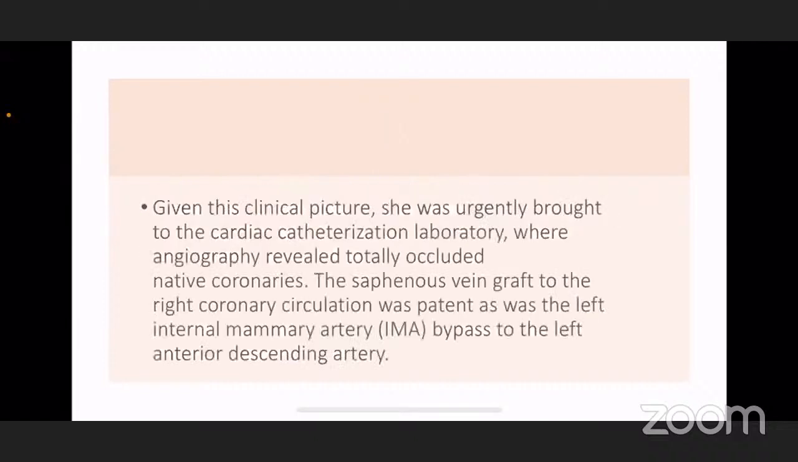Nice, perfect. So given this clinical picture, she was urgently taken to the cath lab where the angiography revealed totally occluded native arteries. The saphenous vein graft to the right coronary circulation was patent, as was the left internal mammary artery bypass to the left anterior descending artery. So her native coronaries were occluded, which is expected, but all the grafts we have done before are patent.